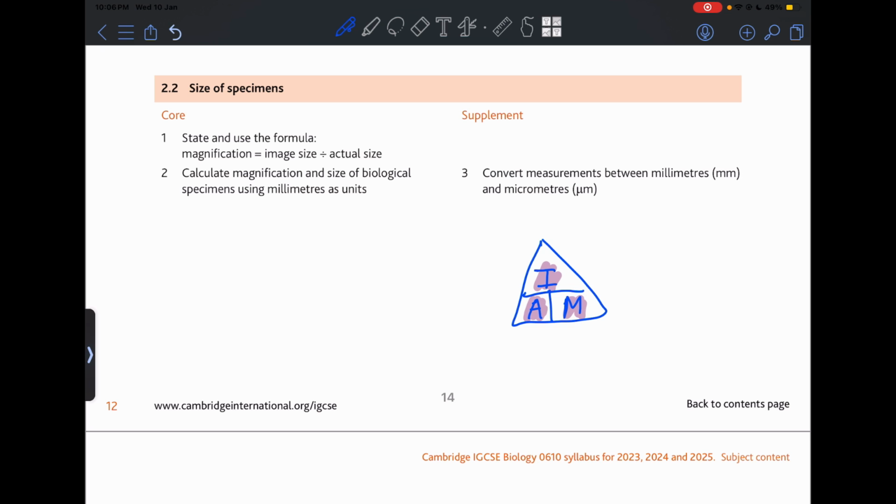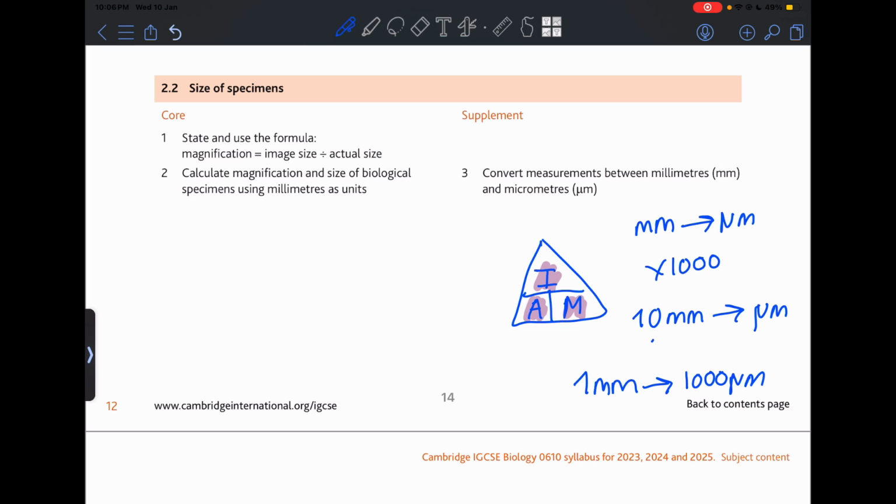If you want to convert from millimeters to micrometers, you have to multiply by 1000. So for example, if you have 10 millimeters and you want to convert it to micrometers, a micrometer is less than a millimeter. 1 millimeter is equal to 1000 micrometers. So you're going to multiply 10 by 1000, and this is going to give you 10,000 micrometers. This is just an example. You can also learn more in my paper 6 video.